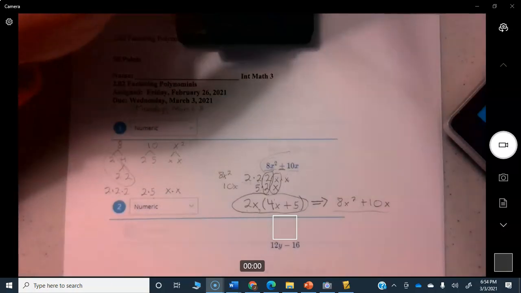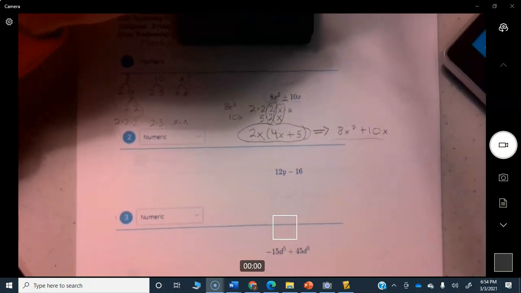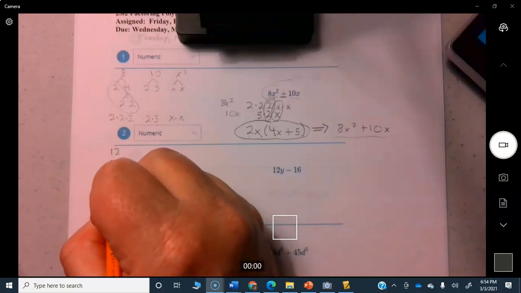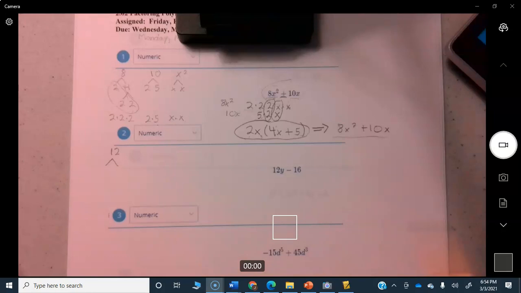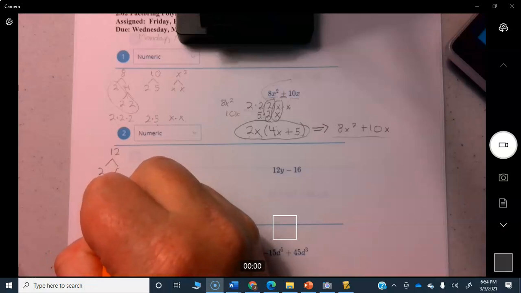Okay, so go ahead and try doing number 2 on your own. Okay, and you can pause and then I'll restart. Okay, so I'm going to go ahead and do this. I'm going to start with 12. I'm going to factor that out. There's 2 different sets of numbers, 4 times 3 or 2 times 6 that will multiply to 12. I'll go ahead and take 2 times 6.